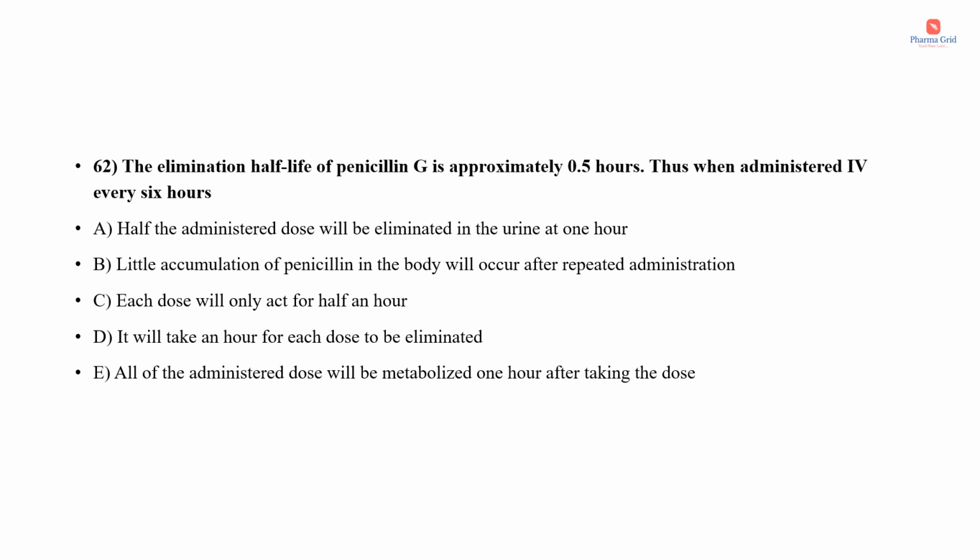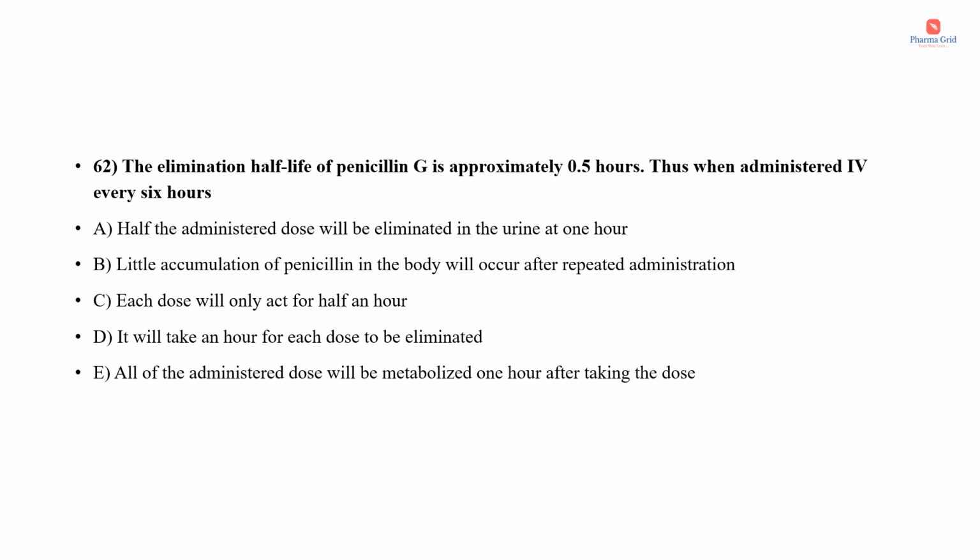Next question. The elimination half-life of penicillin G is approximately 0.5 hours. Thus, when administered intravenously every 6 hours, what will happen? So here the options are: half the administered dose will be eliminated in the urine at 1 hour; little accumulation of penicillin in the body will occur after repeated administration; each dose will only act for half an hour; it will take an hour for each dose to be eliminated; and the last option is all of the administered dose will be metabolized 1 hour after taking the dose.